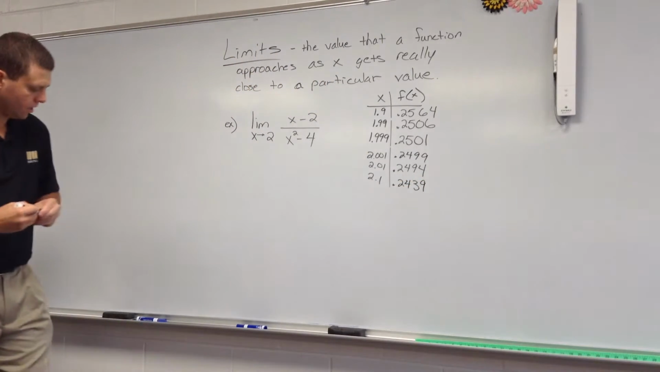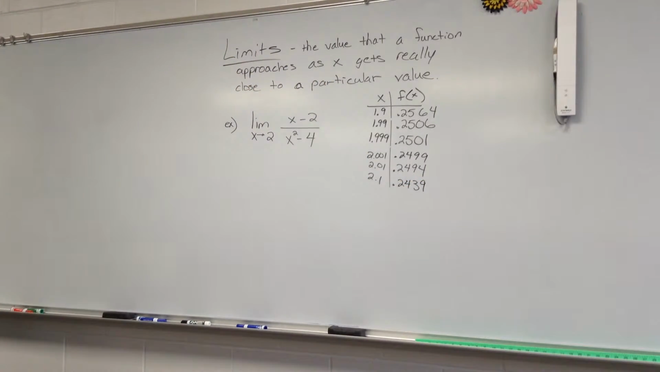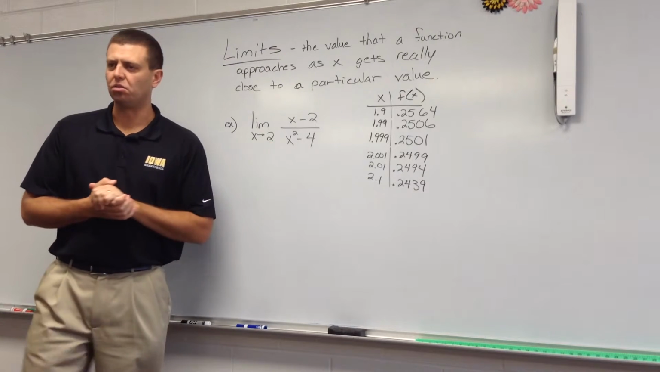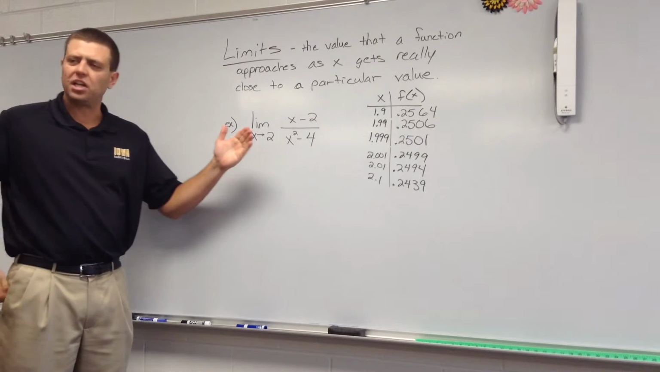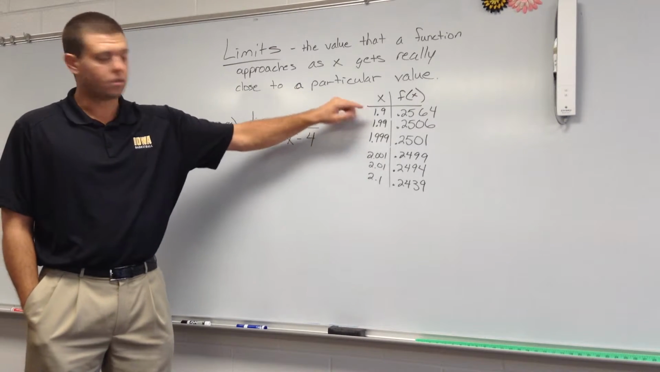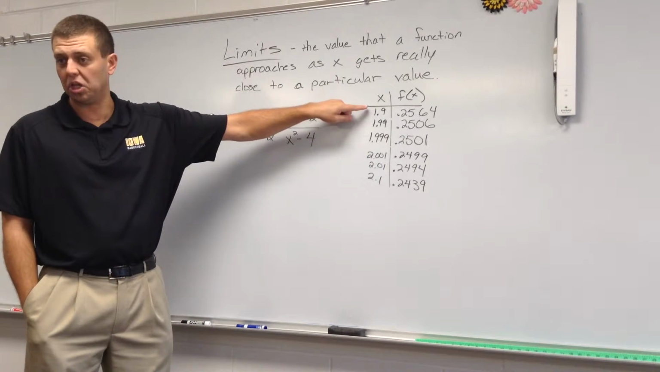Okay. So we fill out this table of values. Now, we should be able to get a pretty good idea what the value of this function would be as we get really, really close to 2. If we're getting closer and closer to 2, kind of from the left side, if you will, so we're approaching 2 from below it.